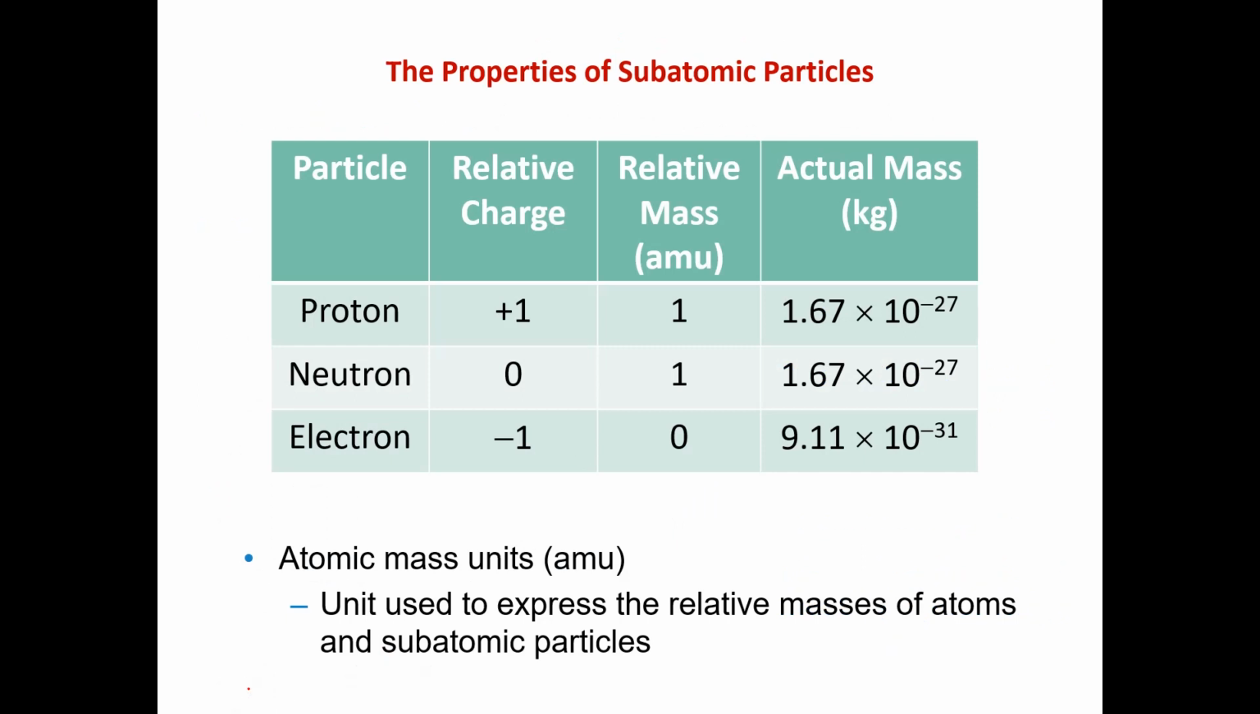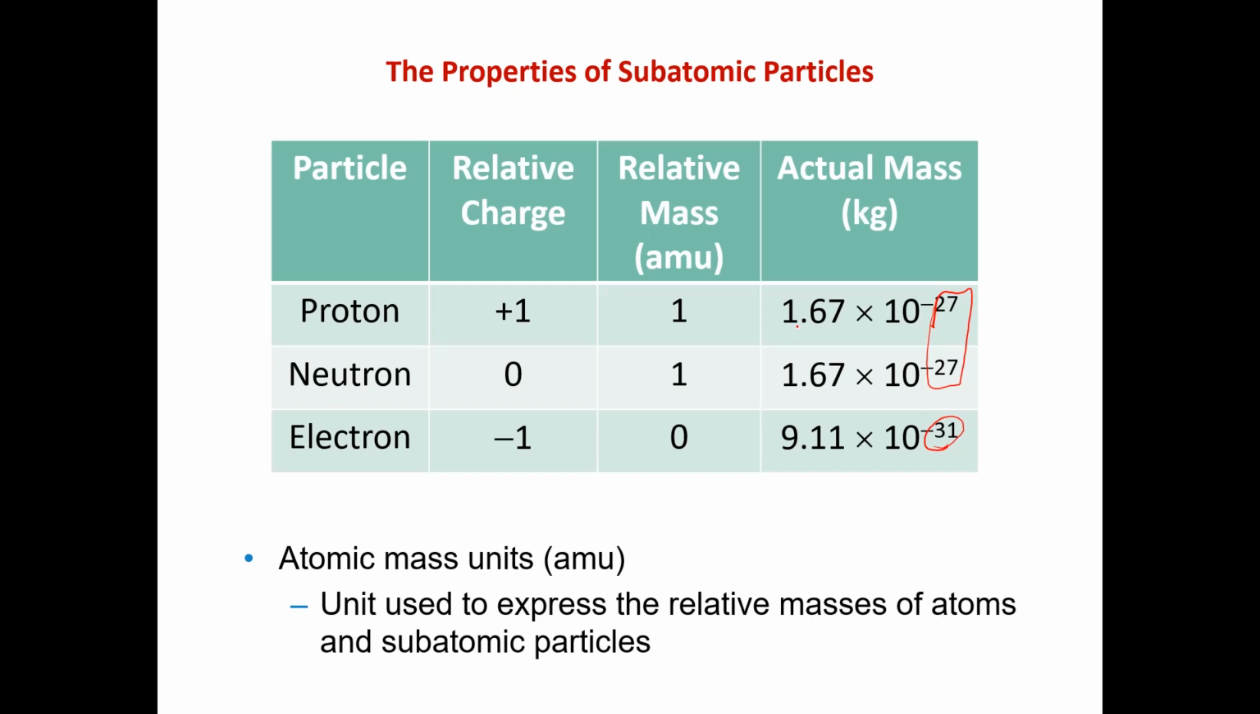So if we look at the protons, neutrons, and electrons and their actual masses, you'll see electrons are pretty small compared to protons and neutrons here. So sometimes we express this in terms of relative mass rather than in terms of their actual masses. When we express things in relative mass, we measure them in terms of AMU, or atomic mass units. And those are units that we use to express the relative masses of things like atoms and subatomic particles.